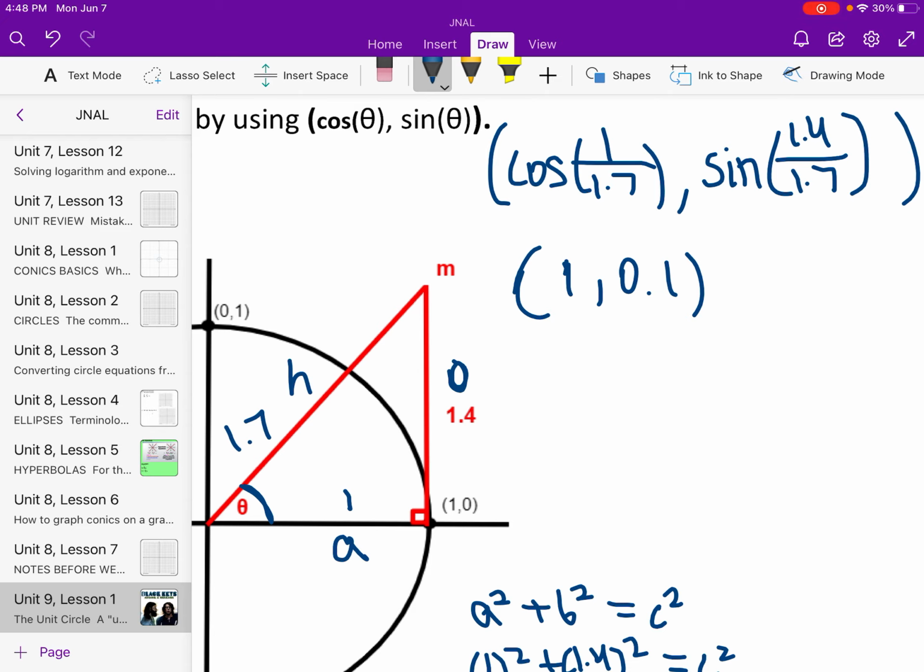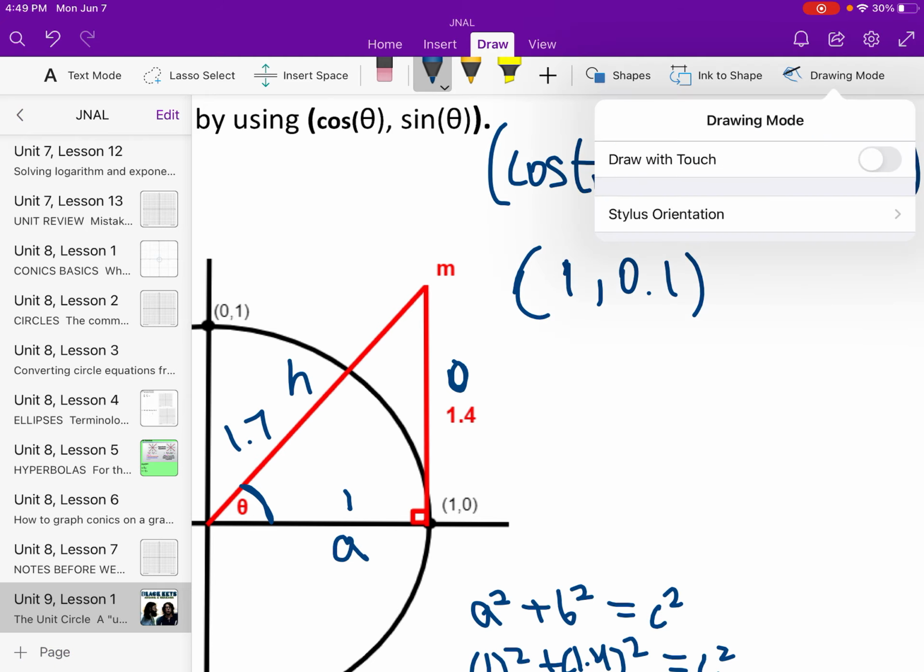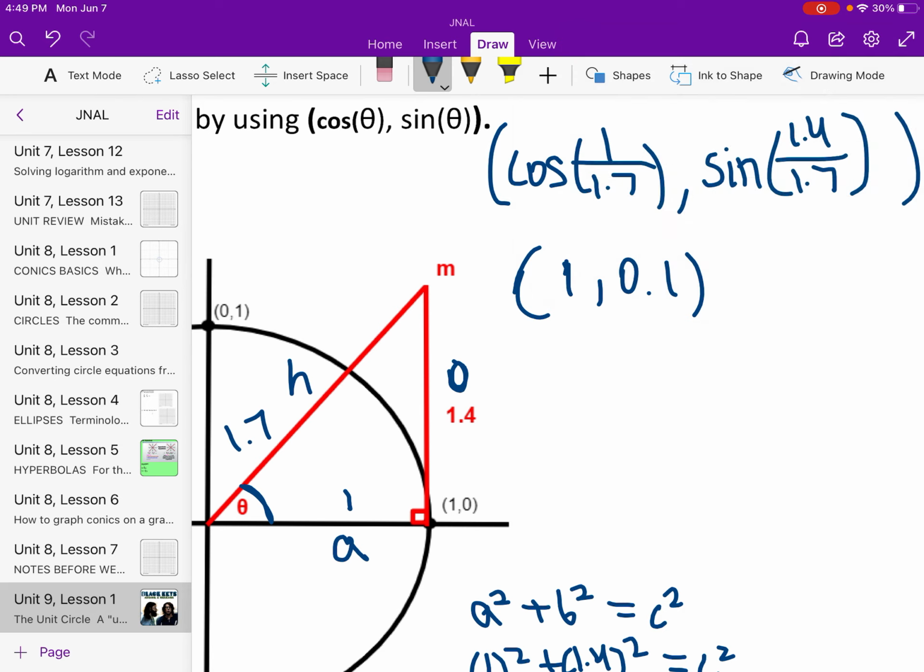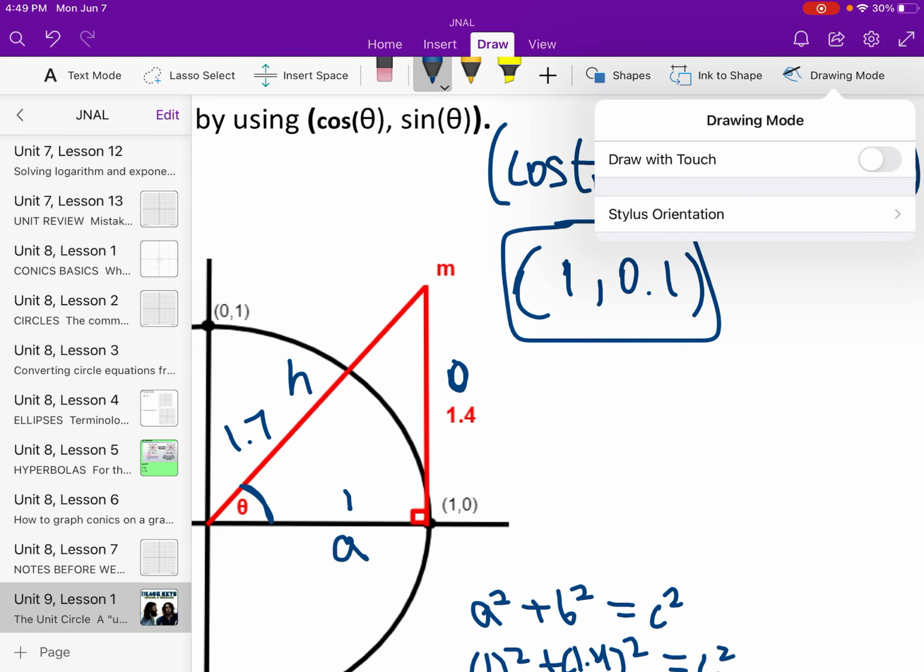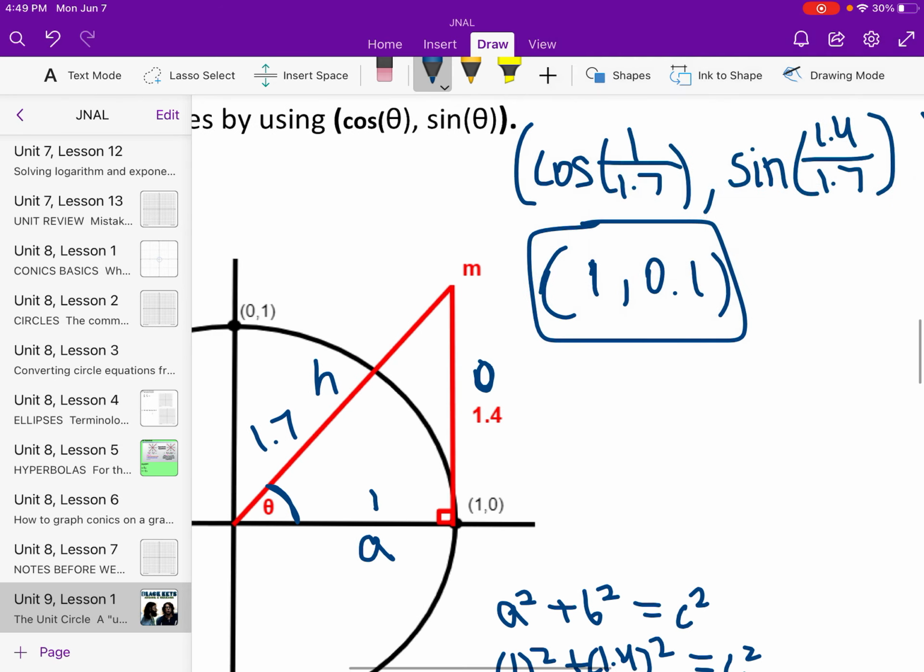0.4 divided by 1.7. Oh. Yeah. 0.8. Huh. Well, I think that's just because this is not to scale. That's the reason why it's like that. But that would be our answer. That's the coordinates of M. Because that definitely does not look like it is.